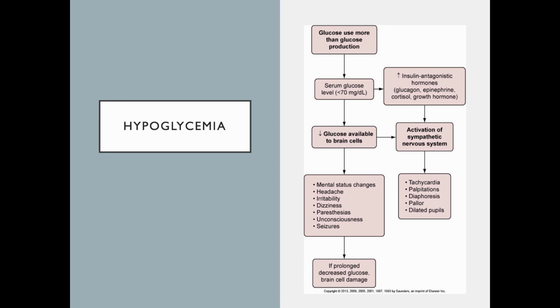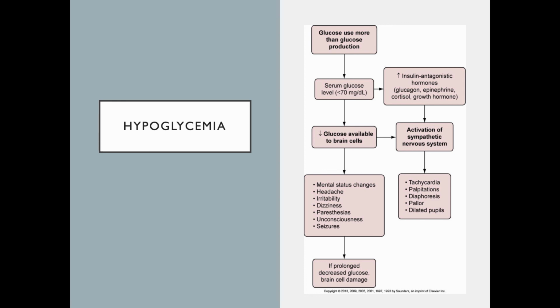Glucose use that is more than the glucose production is what hypoglycemia is, right? Makes sense. Let's not make it too complicated. So your body uses more glucose than it has available, and that means that your blood sugar goes down.